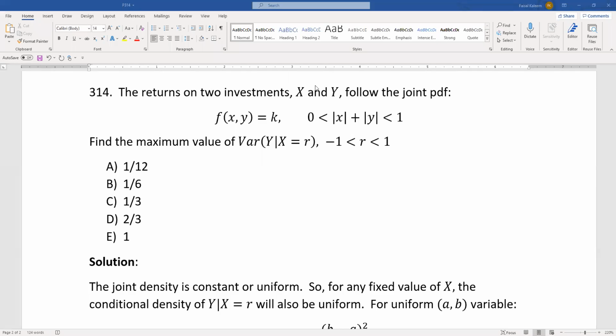The returns on two investments X and Y follow the joint PDF f_XY equals K. Find the maximum value of variance of Y given X equals r, as r is between -1 and 1.